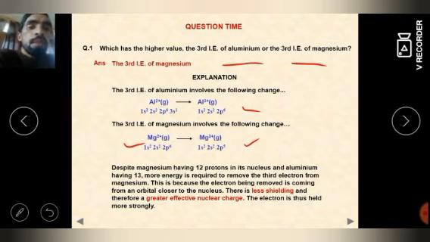Okay, so although magnesium has 12 protons and aluminum has 13 protons in the nucleus, more energy is required to remove the third electron from magnesium, because the electron being removed comes from an orbital closer to the nucleus. The closer it is, the stronger the pull, there is less shielding effect, and therefore a greater effective nuclear charge.